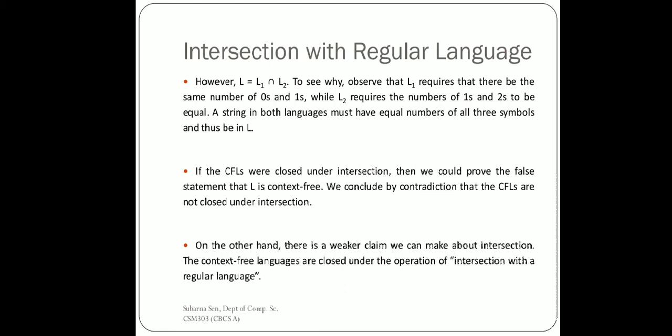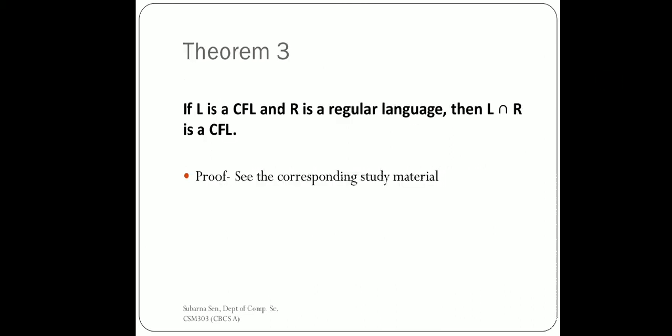So these are the examples where if we intersect a context free language with a regular language, in most of the cases it will be a regular language only. So that will also be a context free language. So these are closed under this operation. However, there is a generalized proof. You can consult the study material which I will be sharing with this lecture only. There I have proved it, and you can follow it from there.